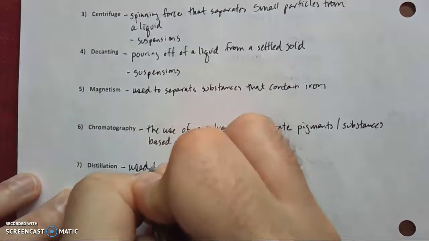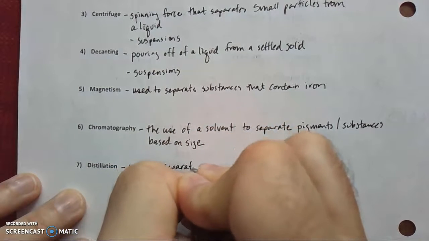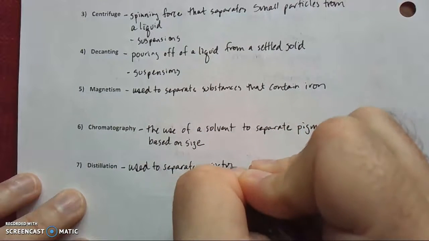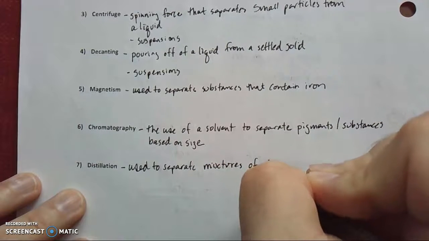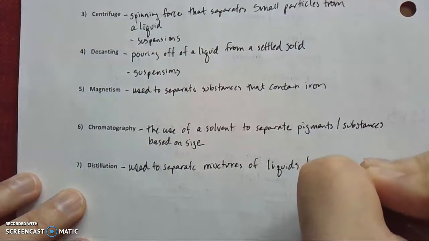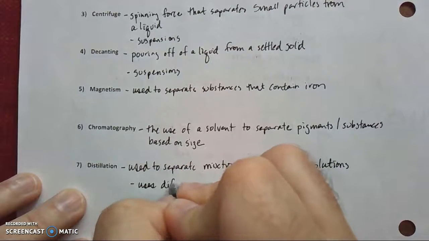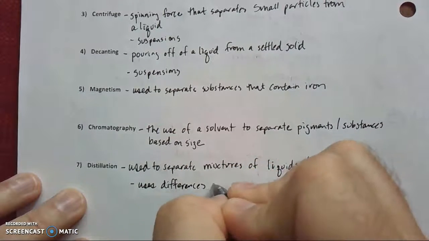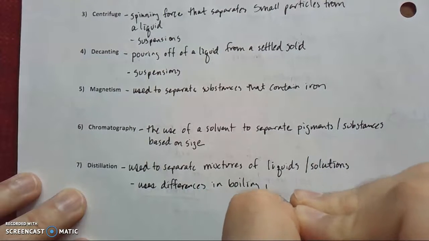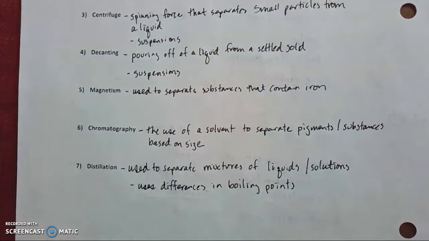And then distillation is the last one. This is used to separate mixtures of liquids and solutions. And it uses differences in boiling points. So distillation is used in the manufacturing of spirits and alcohol. That is because the ethanol that's made by the yeast bacteria has a lower boiling point than water.